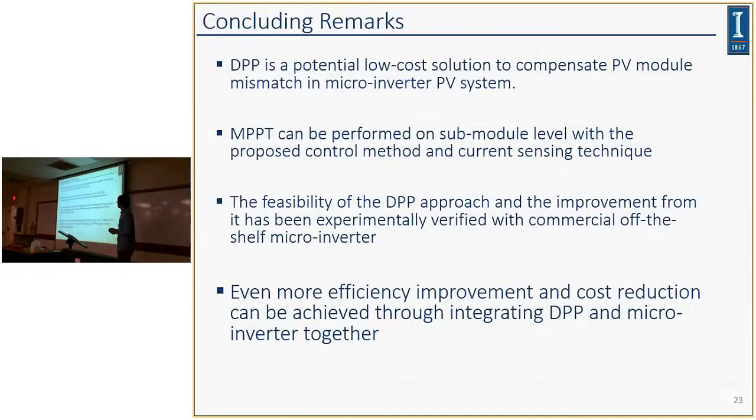DPP is a potential low-cost solution to compensate PV module mismatch between different submodules. And this is the first working dynamic demonstration that DPP and the microinverter can work together. For future work, even more efficiency improvement and cost reduction can be achieved by integrating DPP and the microinverter together.